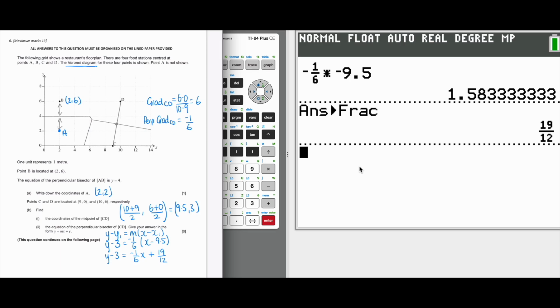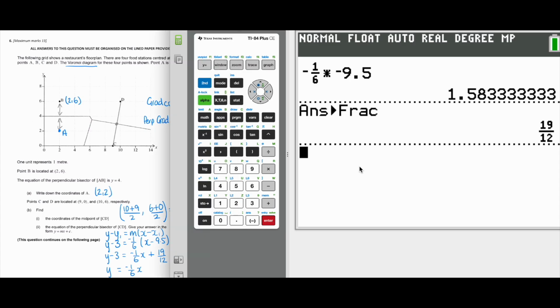So now we can add on 3 to both sides. So y equals negative 1/6 of x, and we're going to add on 3. So take our previous answer and add on 3. And that gives me 55 over 12.